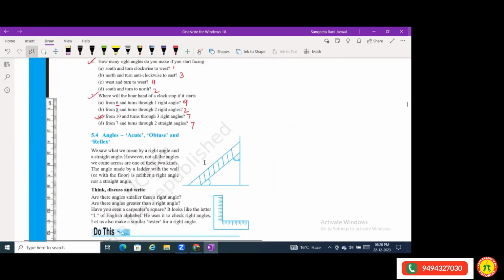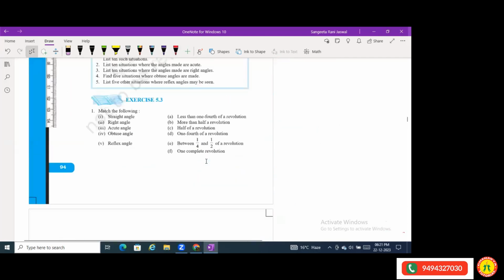Now, angles: acute, obtuse, reflex. We had gone through these angles also. About angles, I had told you an acute triangle is one where all three angles are acute, all less than 90 degrees. Angle A less than 90 degrees, angle B less than 90 degrees, angle C less than 90 degrees. That type of triangle is called an acute triangle. You can also say acute angled triangle.